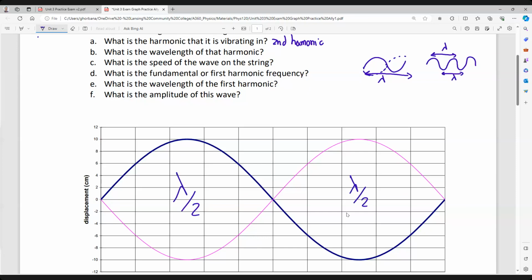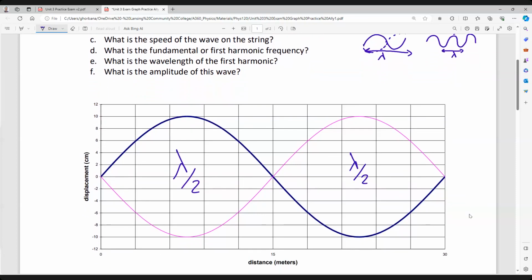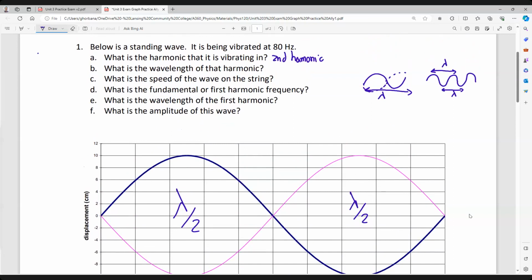If we had a string and we create this wave, half a lambda plus half a lambda is going to be this distance. What is this distance? It is from here to here, 30 meters. So for solving part B, let me erase this part. Half a lambda plus half a lambda is equal to 30 meters. Half a lambda plus half a lambda is 1 lambda, and 1 lambda equals 30 meters. It means that lambda is 30 meters.